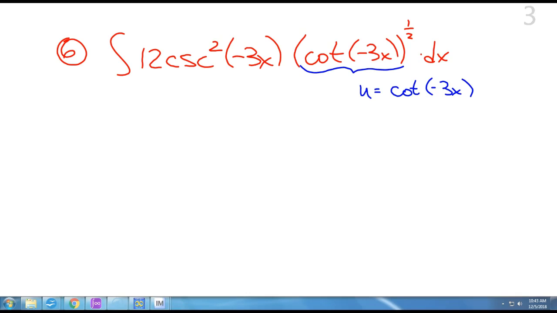So the first thing we're going to find, just like we did with L and L prime, is du. So du is the derivative of u. So we found our little guy, we're doing little guy prime. We found u, now we're going to find du. So the derivative of cotan, negative cosecant squared, negative 3x times negative 3, times dx, which will matter in a second. So then that's positive 3.